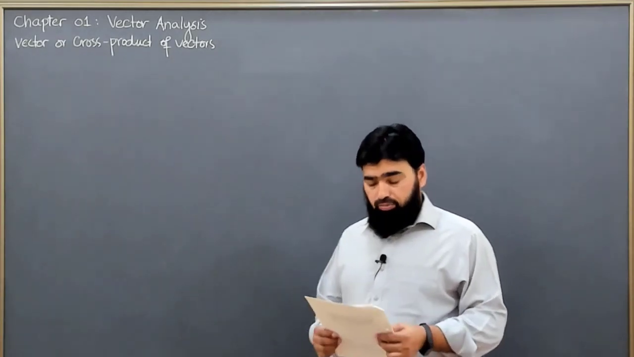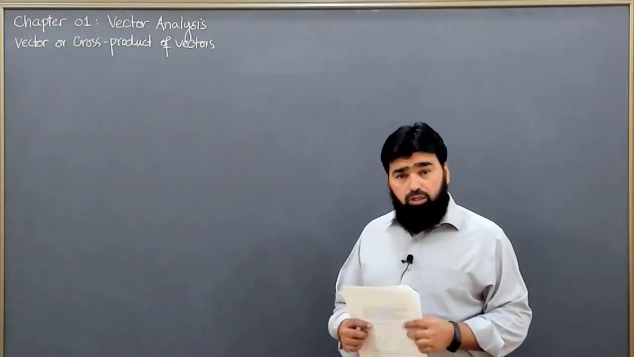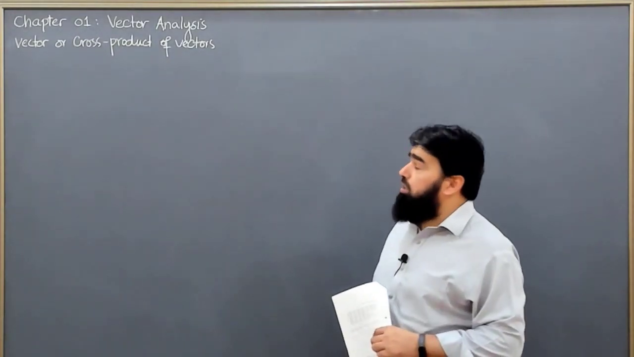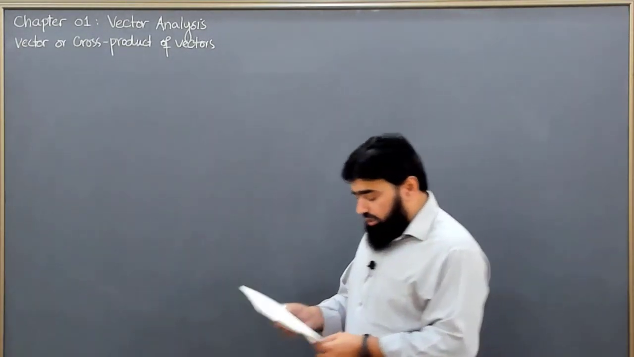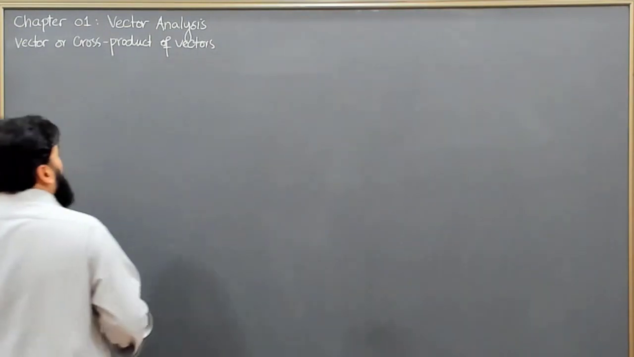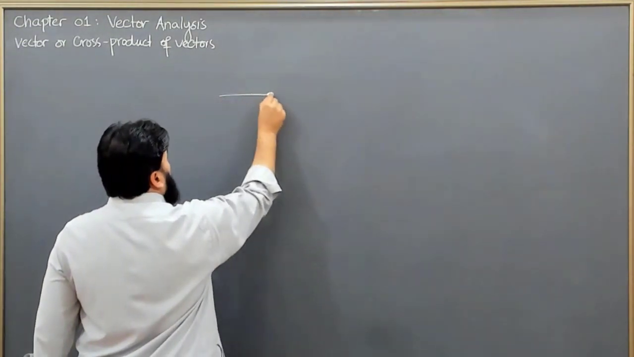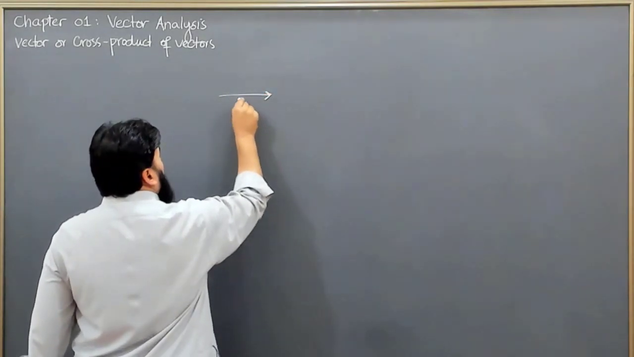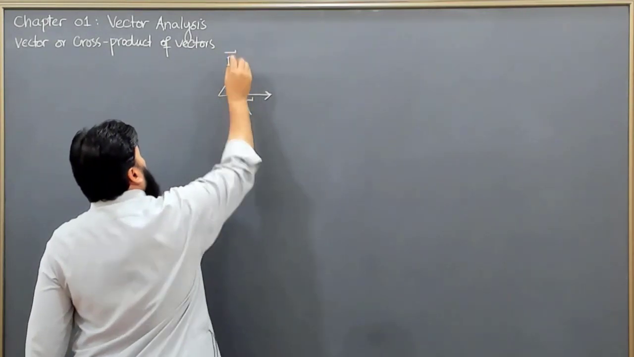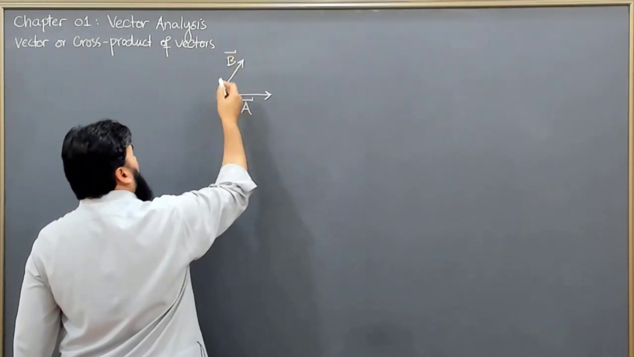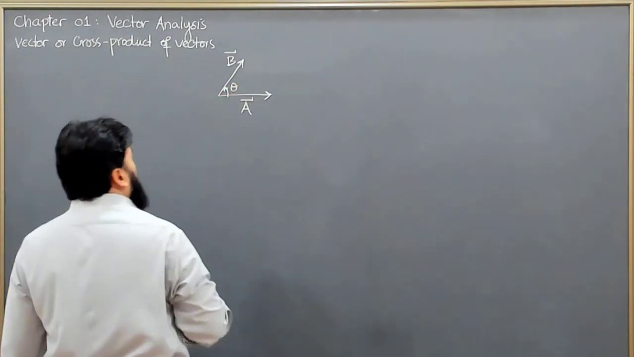Now, under the multiplication of vectors, we will consider the vector product, which we also call the cross product or the outer product of vectors. So again, we will go to two vectors, and let's say we are having two vectors. This is vector A and this is vector B, as we considered in the case of the inner product, the dot product. This is the angle between the two vectors, which is theta.